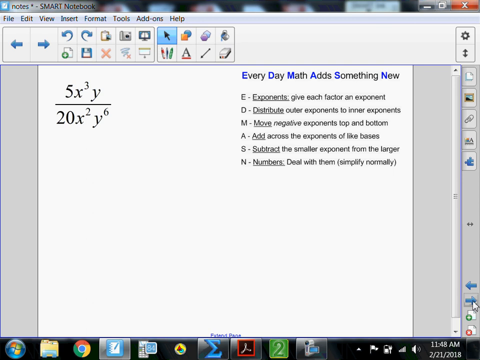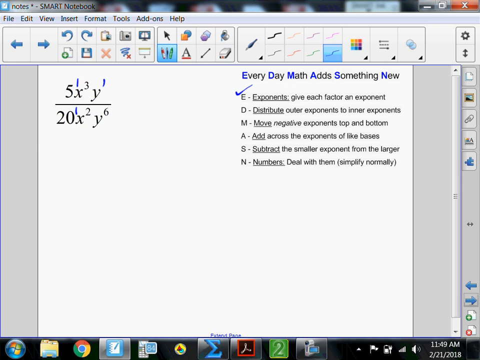Okay, this time I have a fraction, so we'll start to see some of our other things. Every day, math adds something new. E goes with exponents. Every factor, 5, y, and 20 should have an exponent.